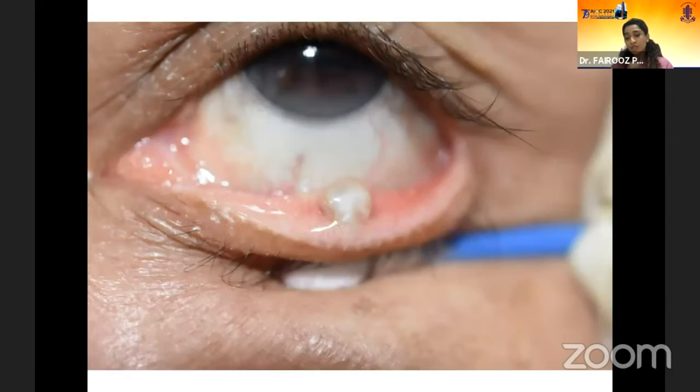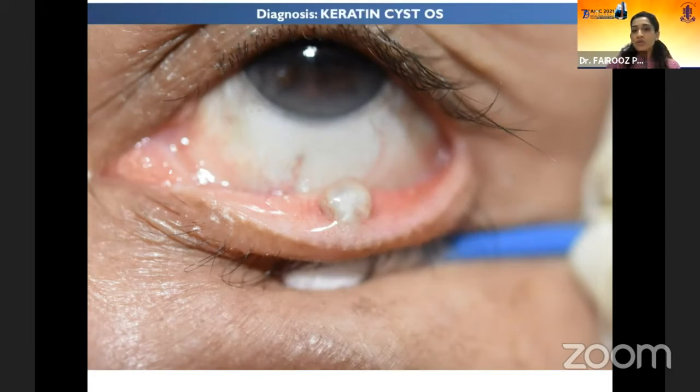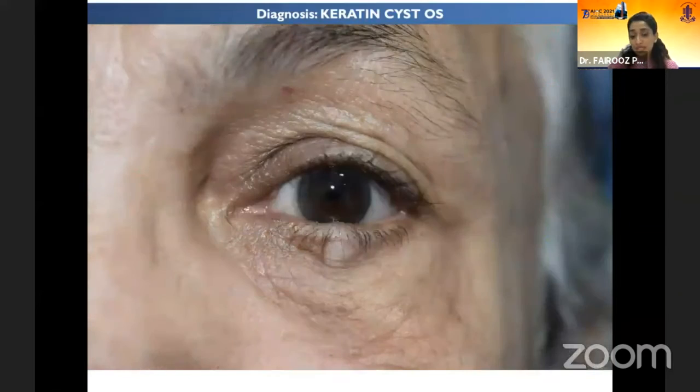Now we're going to the whitish lesions. This looks very, very pearly white. All right, a pearly white lesion sitting in the lower tarsal conjunctiva. In fact, this came out to be a keratin cyst in the left eye, lower lid. She in fact presented like an eyelid swelling. So it's always good to evert the eyelid, whether it is the lower eyelid or the upper eyelid, because the lesion might be sitting in the tarsal conjunctiva.